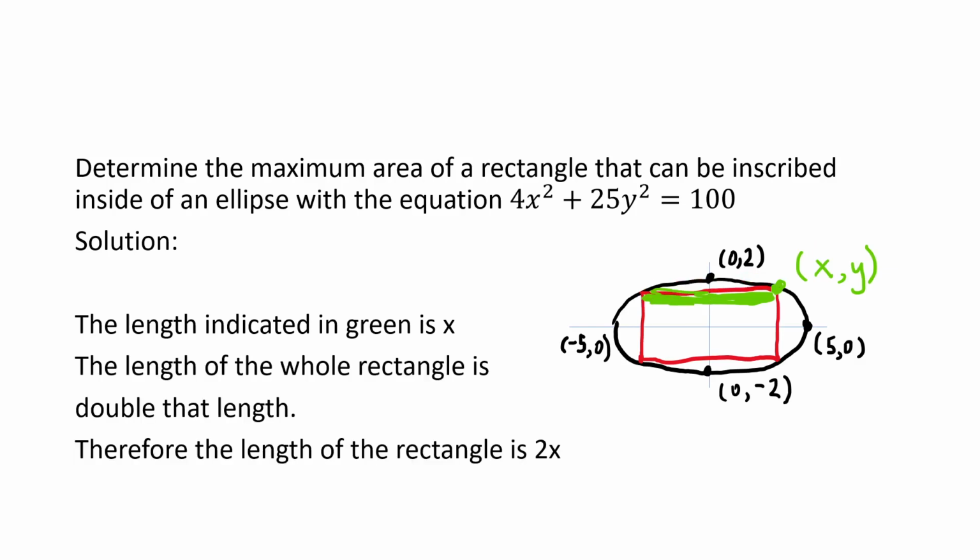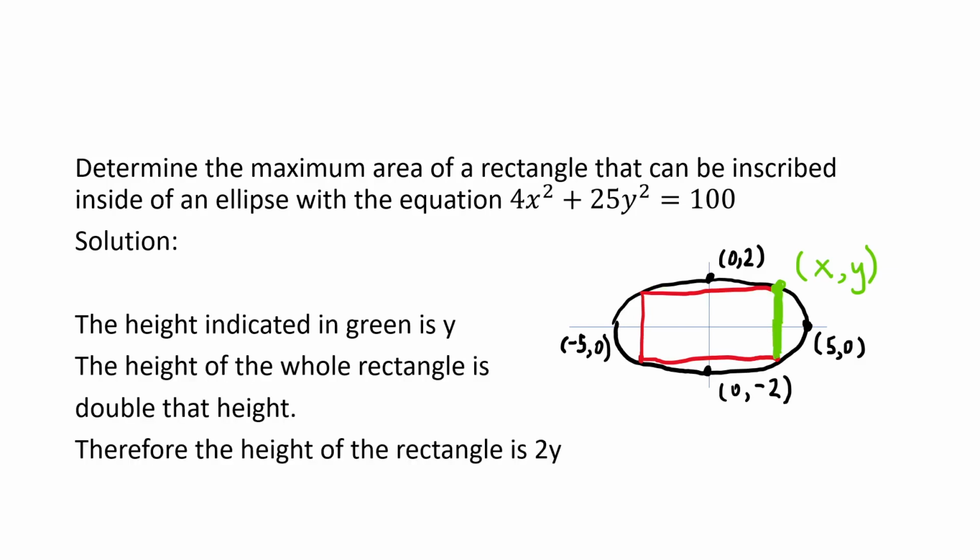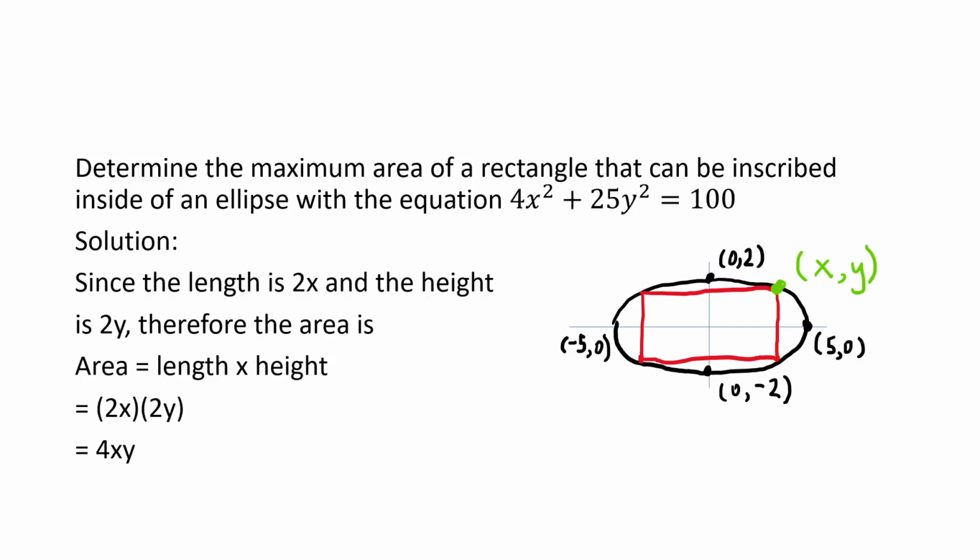Okay? Now similarly, the vertical distance shown there is y, and by the same type of thinking, that overall vertical distance is 2y. Again, remember, we know y to be a positive number. So the height is 2y. So we've got a rectangle where length and width are given by 2x and 2y. And so we can say that the area of that rectangle is 2x times 2y, or in other words, 4xy.